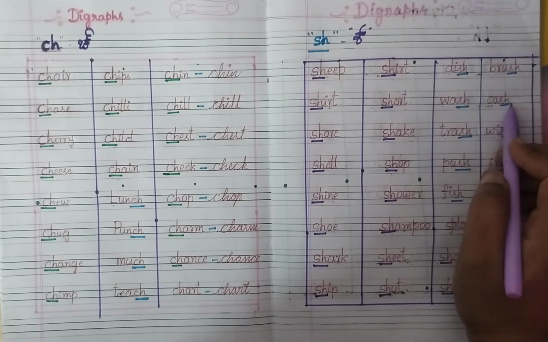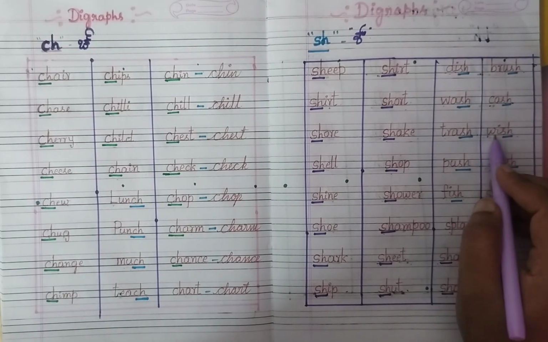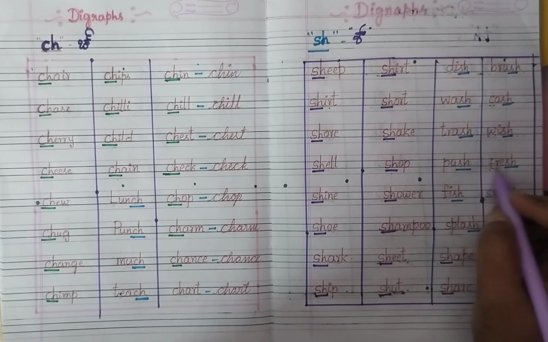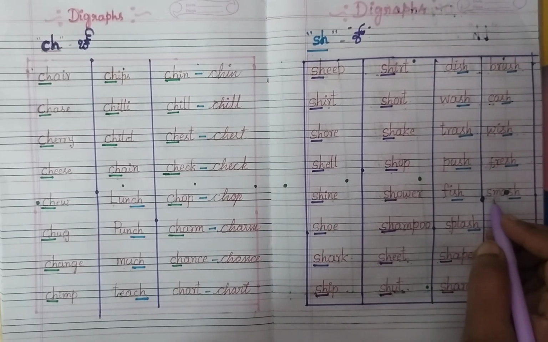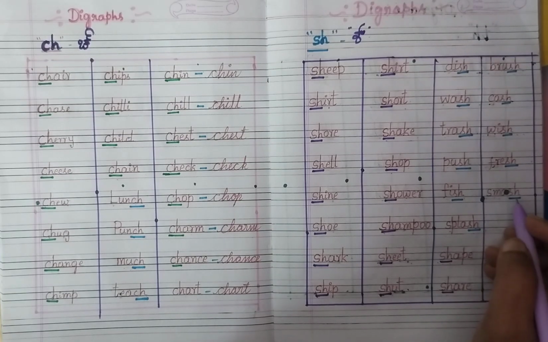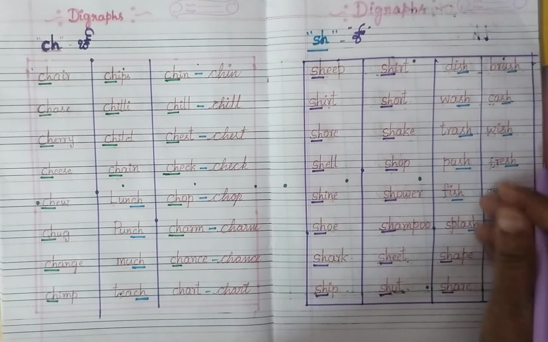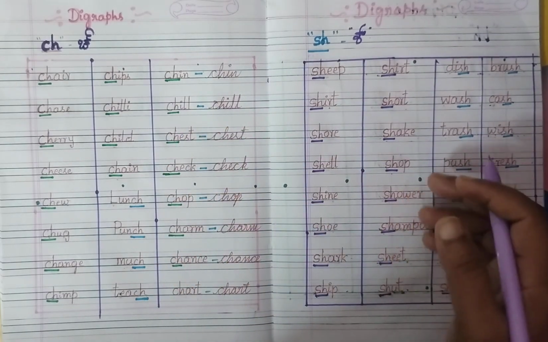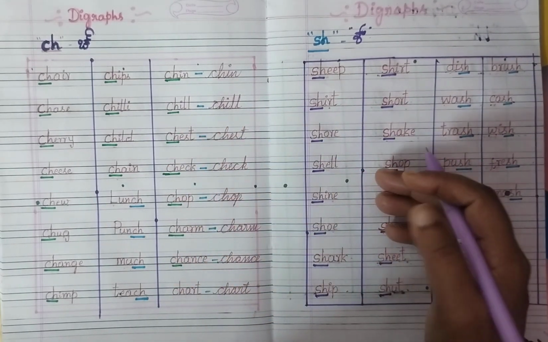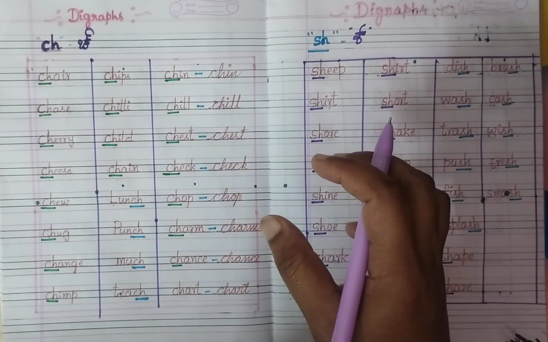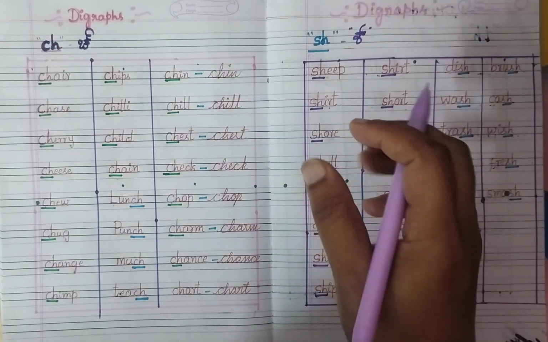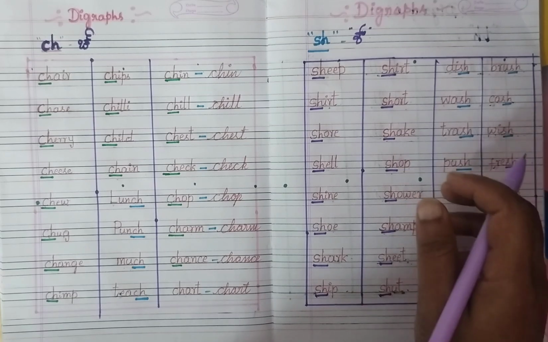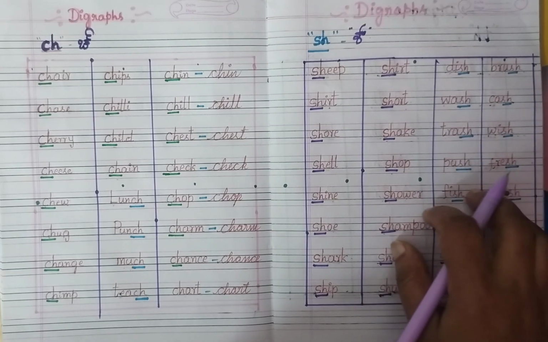Cash. Wish. Fresh. Smash. So like this we have to learn the digraph words. When we learn these digraph words, it is easy for a child to read small sentences.